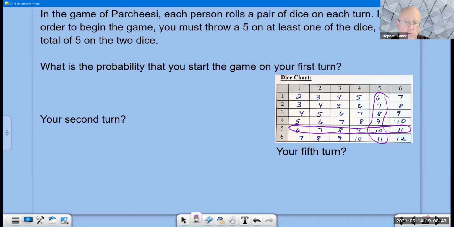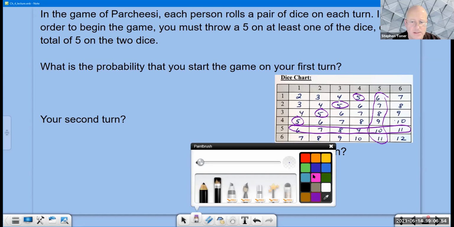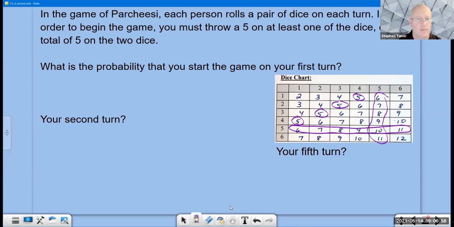But it says, or a total of 5. Well, I've got a few places where a 5 shows up inside the table. So everything that I have just circled there is one of the ways that you can start the game. So what is the probability you start the game on your first turn? Well, let's count how many out of the 36 numbers I've circled. Going up the diagonal, I've got 1, 2, 3, 4. Then going down this 5 column, I'm going to have 5, 6, 7, 8, 9, 10. And then we have the row, 11, skip over the 10, 12, 13, 14, and 15. So I'm getting an answer here of 15 out of the 36.